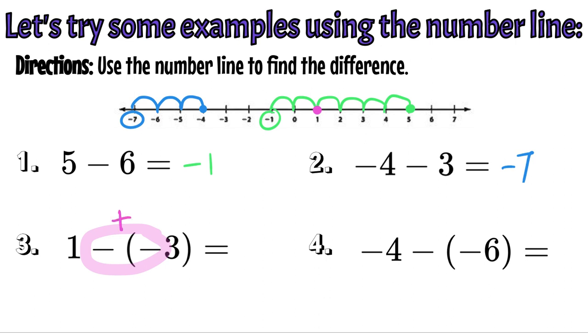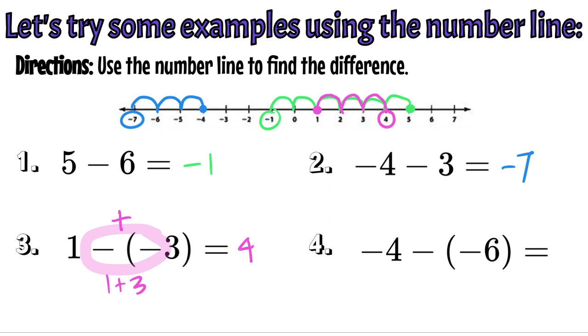And remember, what does it mean when we add on the number line? It means that we move to the right on the number line. So if we're here at 1 and we're moving to the right 3 spaces, we go 1, 2, 3. It brings us to +4, which means that 1 minus -3, which is the same as 1 plus 3, is equal to 4.